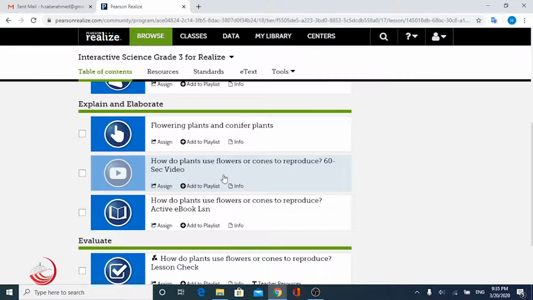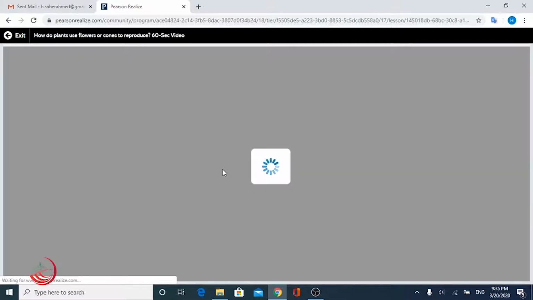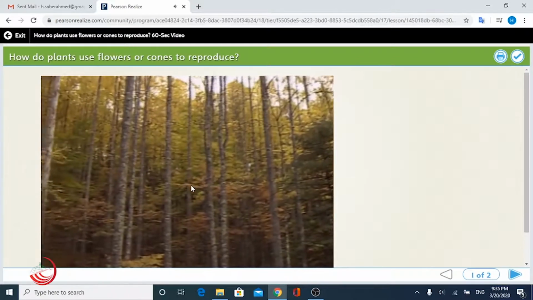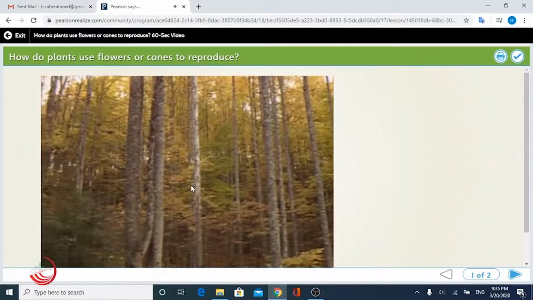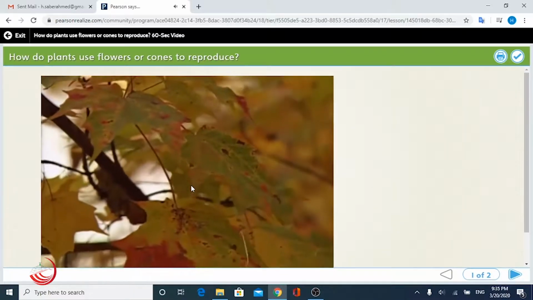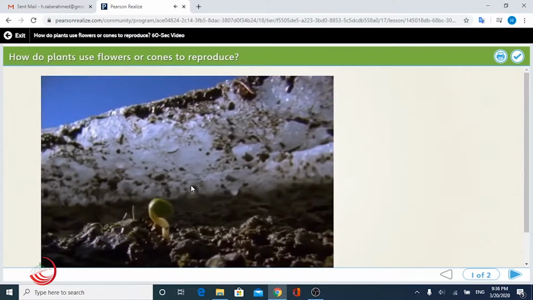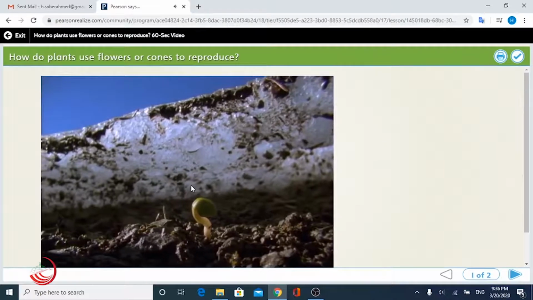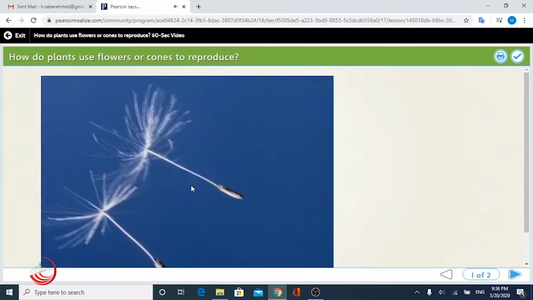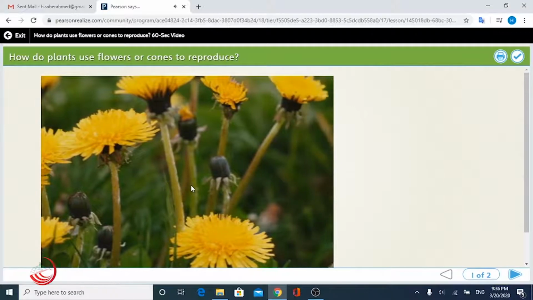Now let's see this. When plants make more of the same kind, they reproduce. For example, maple trees produce seeds that can grow into new maple trees. In order for the seeds to germinate or begin to grow, the seeds need air, the right amount of water, and the right temperature. After a seed is produced, it might scatter or move away from the parent plant. This gives the new plant more room to grow.